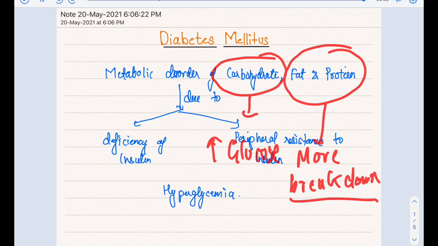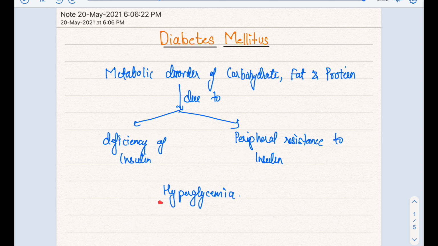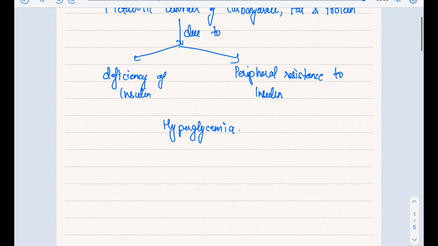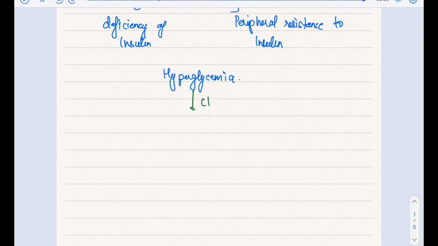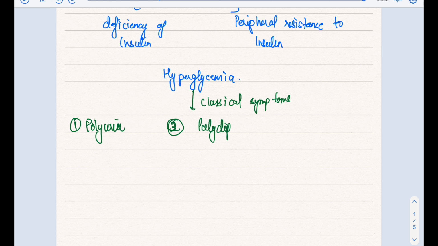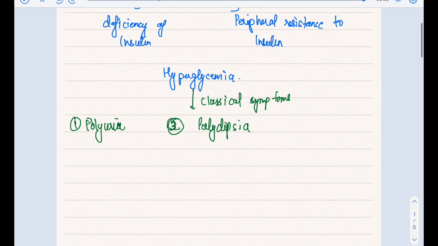So now, as I told you, the patients are going to present with hyperglycemia, and now you understand why. So they will also present with the classical hyperglycemic symptoms. So what are these classical symptoms of diabetes mellitus? They are first polyuria, that is your excessive urination. Now the second symptom would be polydipsia, that is your excessive thirst. And then the third symptom is polyphagia, that is your excessive hunger.